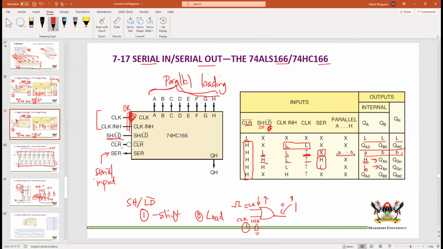And finally, if we inhibit the clock, meaning we give it a high, then the clock can't go through to the clock input. It will just be one level, and then we don't really care. We can't shift or load. We don't even care what all these inputs are. There will be no change. Okay, all right.